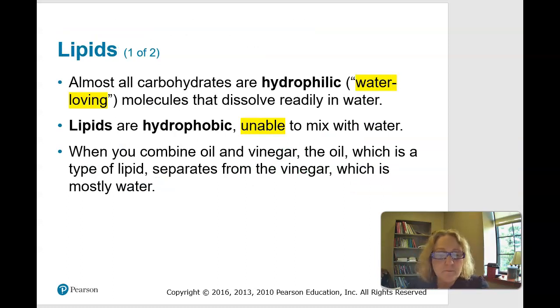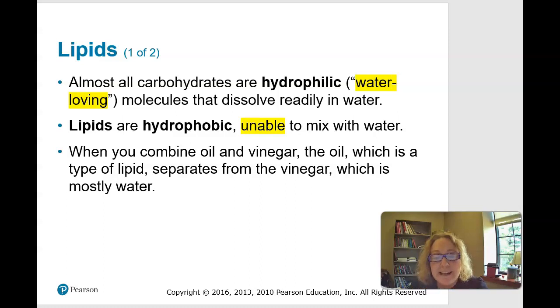Okay, moving on to lipids. Yay, fat! Okay, there are two kinds of lipids, hydrophilic and hydrophobic. Hydrophilic is water-loving. It just loves water. And it dissolves readily in water. Think Kool-Aid. Think hot cocoa mix. Think something that's designed to dissolve. It loves water.